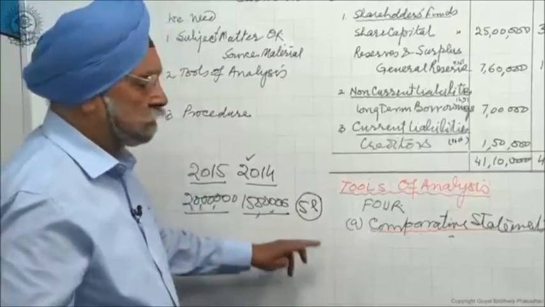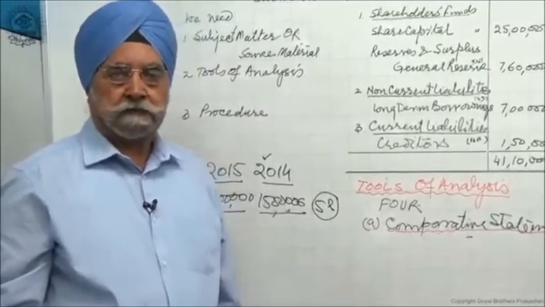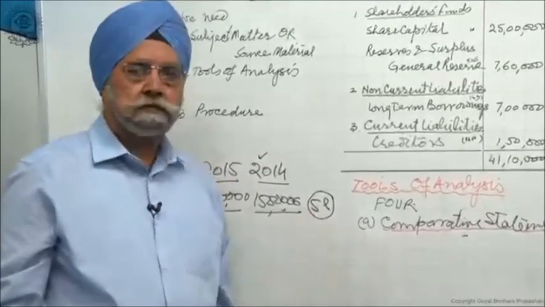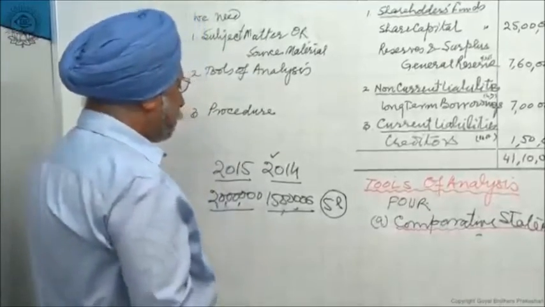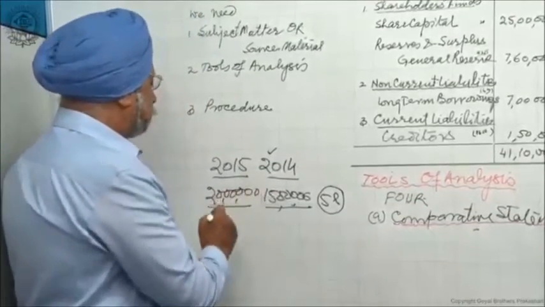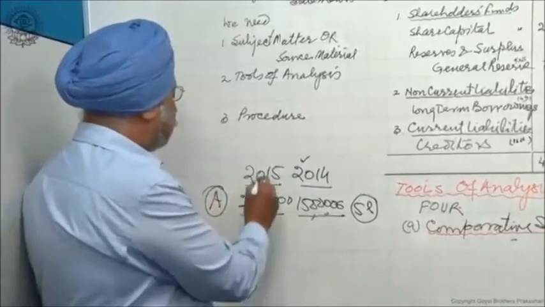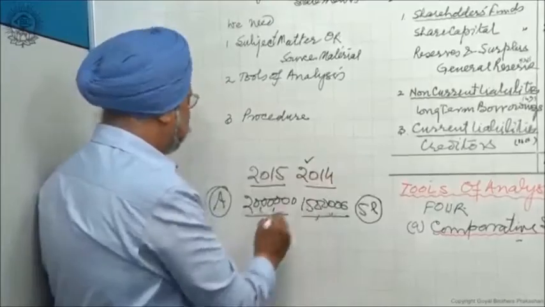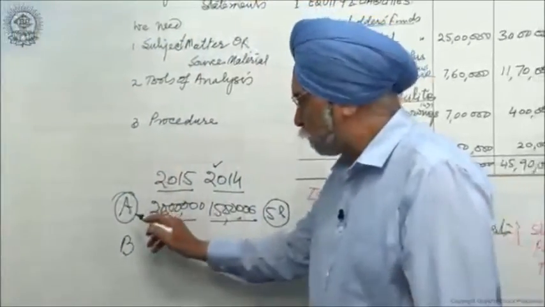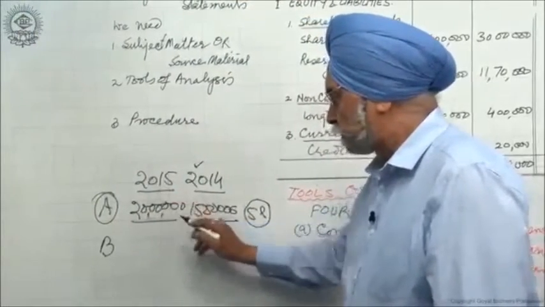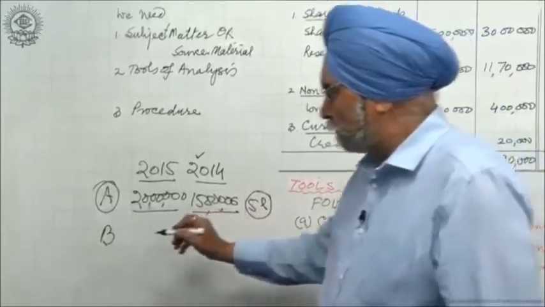Now this is an absolute figure. 5 lakhs is an absolute figure. It does not lead you to some good conclusion. I tell you why. Say this is A company, with years 2015 and 2014. This is B company. In A company, profit went from 15 lakhs to 20 lakhs.